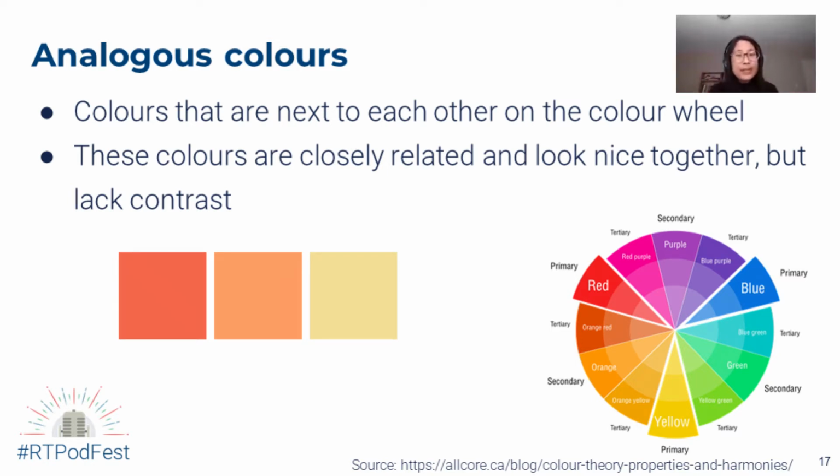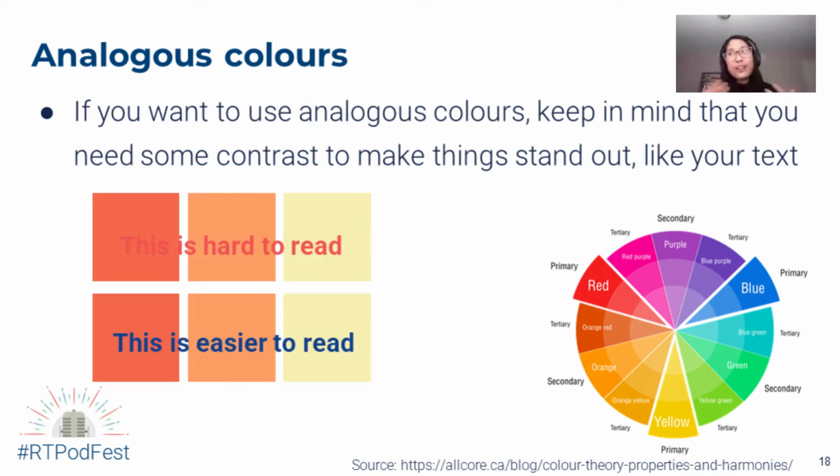The issue is that because they're so closely related, they lack contrast. So if you're choosing to base your color scheme off of analogous colors, keep in mind you need to bring contrast to make things stand out, such as your text. So if you put red on top of red, you're not going to be able to read it. If you put blue on top of red, that contrast is there so you can actually read your text.